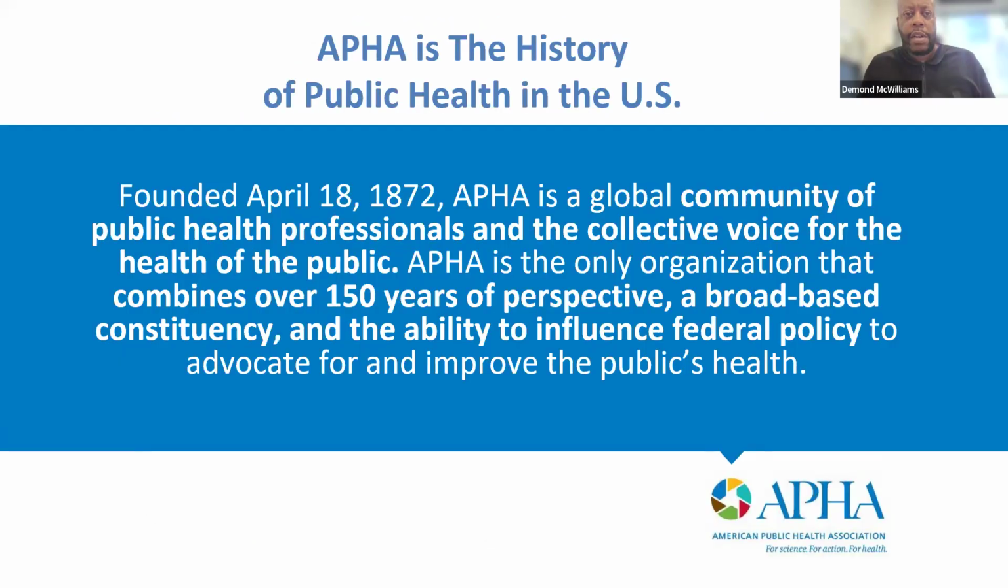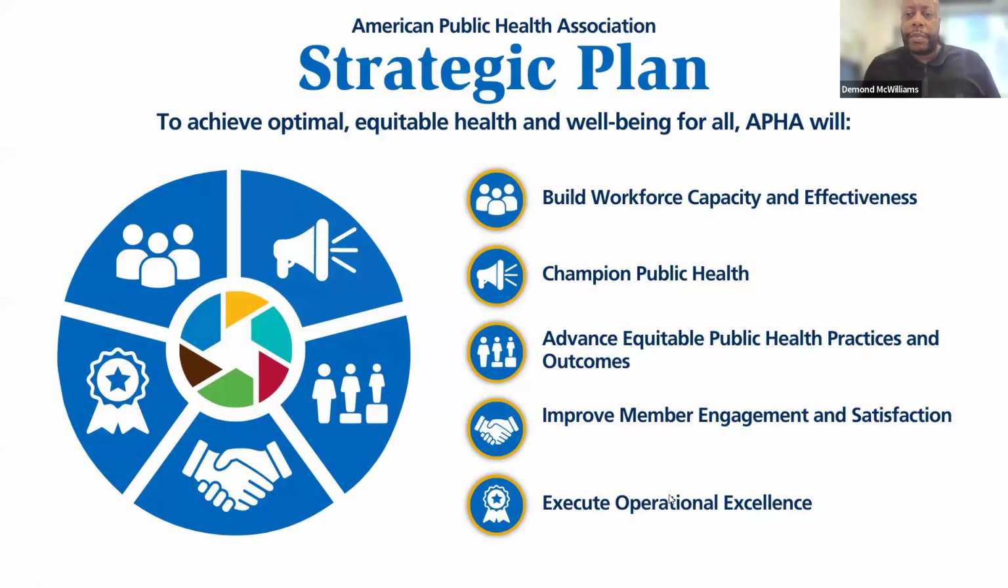Every few years, APHA works on a strategic plan, the focus of the organization and things that we're doing. A year or so ago, we started working on these five pillars, so to speak: building workforce capacity, which is where students come into play; of course, we always champion public health; and advancing equitable public health practices and outcomes. Then there are internal things: we're trying to improve the engagement and satisfaction of our members, and also look at how our operations execute internally.